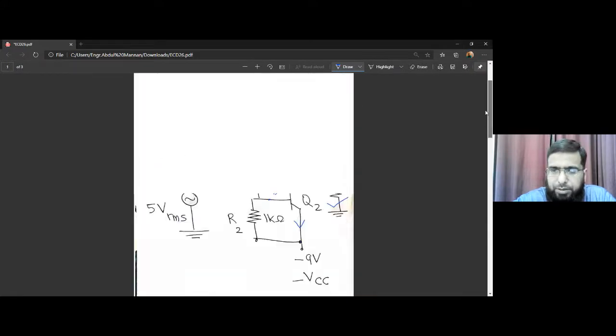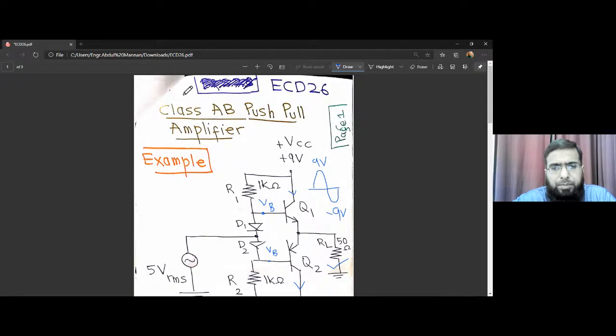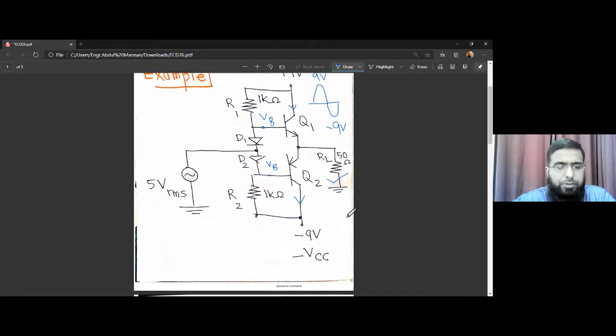So that's all for this lecture. In the next lecture, we'll solve a numerical example where we'll discuss the same class AB push-pull amplifier but with the single power supply VCC, and the negative VCC will be replaced with ground.